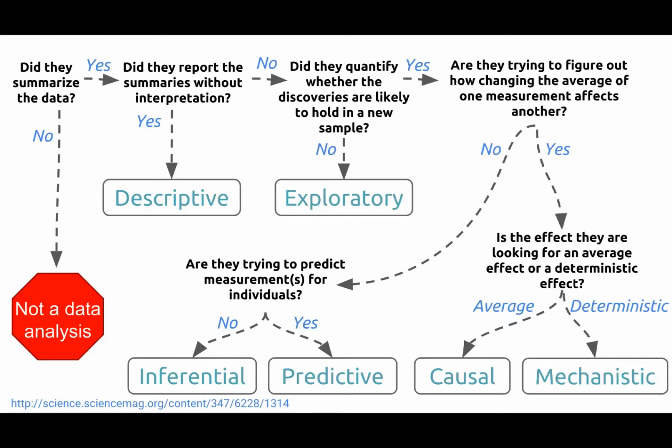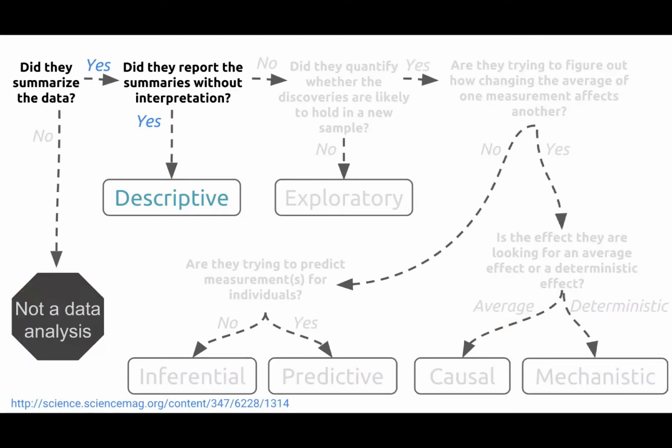This flowchart tells you about the 6 broad categories of statistical questions you might be asking when you're analyzing data. In this lecture, we're going to focus on descriptive and exploratory analyses, and in later lectures, we'll cover inferential, predictive, causal, and mechanistic. The first question you might ask in a medical paper is, did they collect data? And if they collected it, did they summarize it? If they did, then it's a data analysis, and you can use this flowchart to help figure out what kind of analysis they were doing.